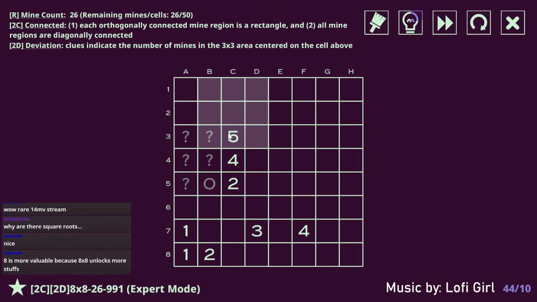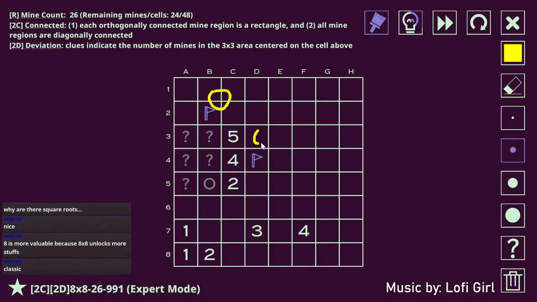2 and 4. 4 and 5. 4 means that these are both mines. Definitely. 5 here. I remember the solution was these 4 plus this one. Can I see if I can resolve that?